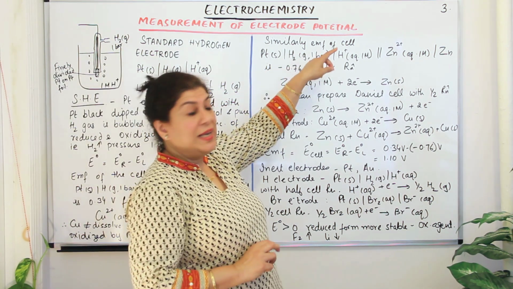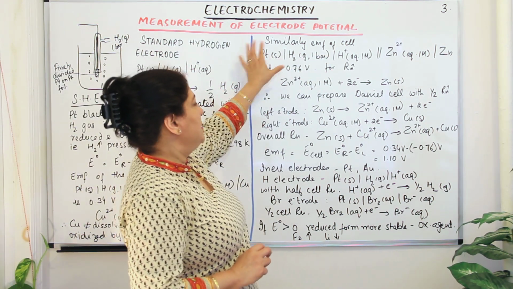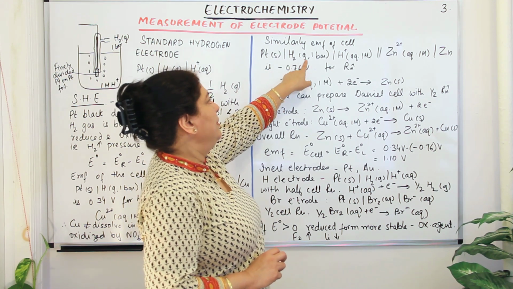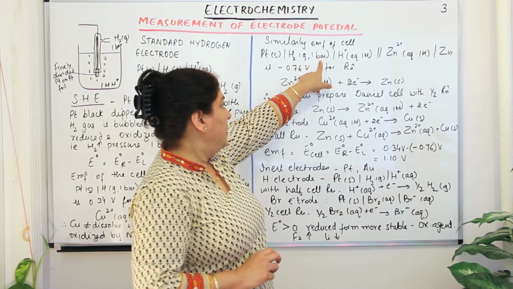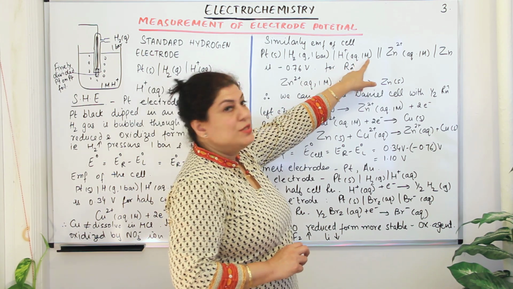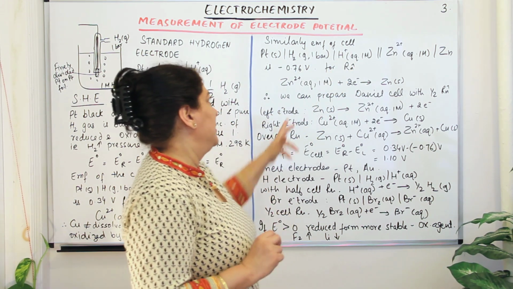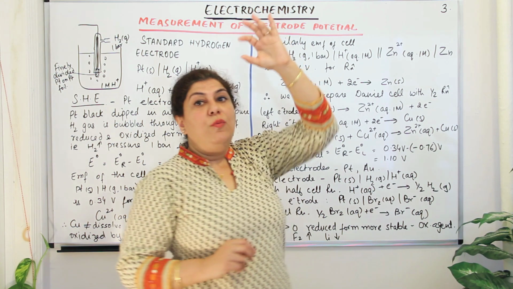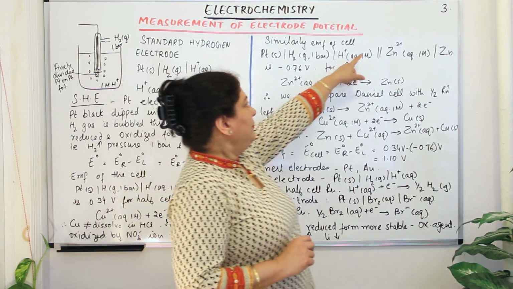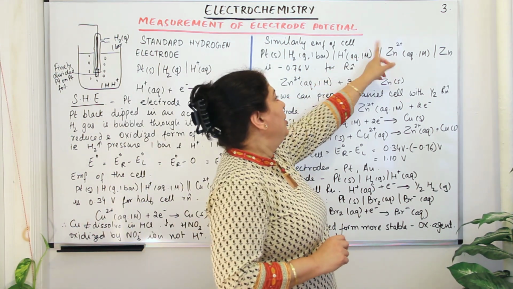So the similar process we carry out. Platinum solid is the surface, hydrogen is the electrode, which is a gas at 1 bar. It means standard hydrogen electrode, H+ aqueous solution, 1 molar. So we are talking of standard conditions, and it is the hydrogen electrode which has a value of 0. And along the salt bridge, you have zinc ions.